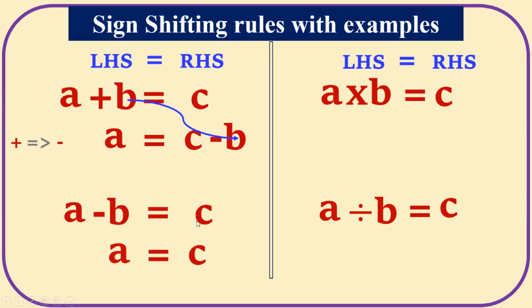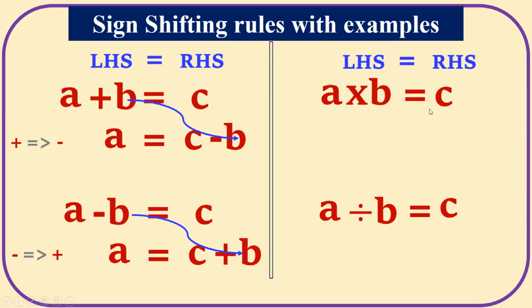To get a by itself this time, we have to shift the negative b. Since it's a minus sign, it crosses over the equal sign and transforms into a plus sign. The result? A equals c plus b. Let's move over to the right side of our screen and look at multiplication.